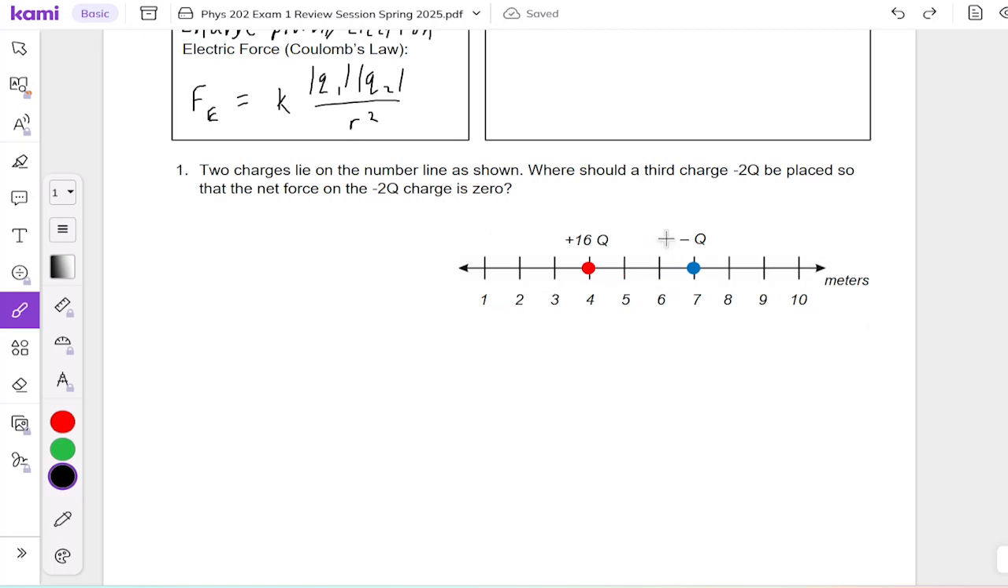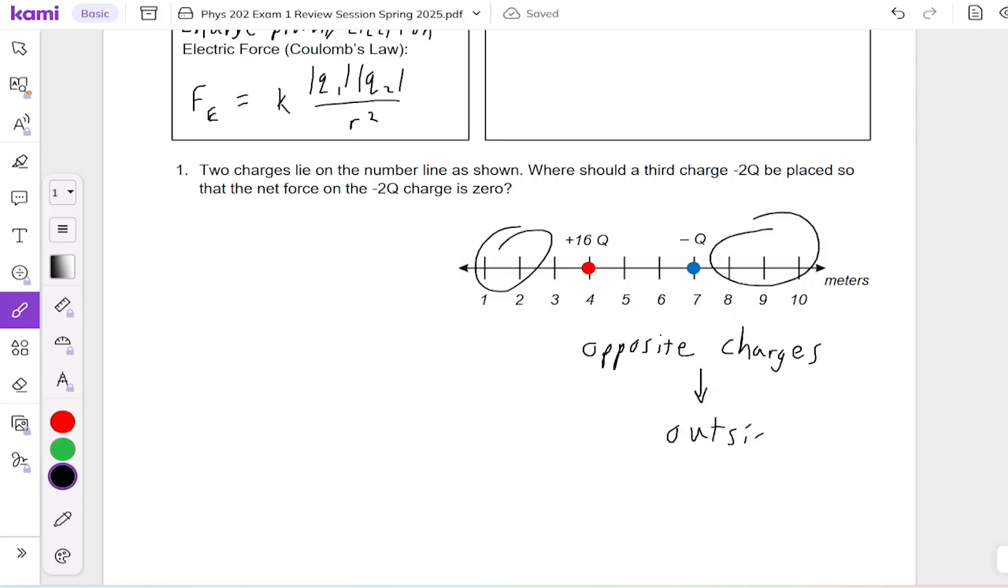And here's what I'm going to tell you. If these are negative charges, which obviously, I don't mean negative charges, I mean opposite charges. They're opposites. When you have opposite charges, you need to put it on the outside. So we're going to put it on the outside. If it was the same sign, like both positive or both negative, it would go in the middle.